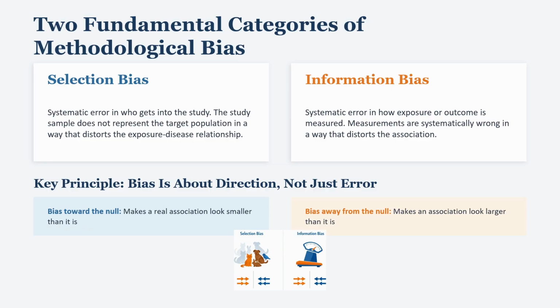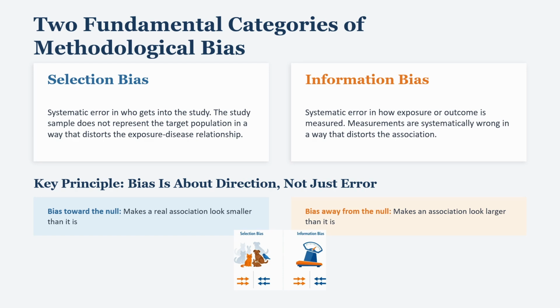diagnose what's gone wrong in any study you read. Selection bias is about who gets into the study. If the process by which animals or individuals are selected into a study or into the exposed versus unexposed groups is systematically related to both the exposure and the outcome, you have selection bias. The study sample doesn't represent the target population in a fair way, and the association you observe is distorted as a result. Information bias is about how exposure or outcome is measured.